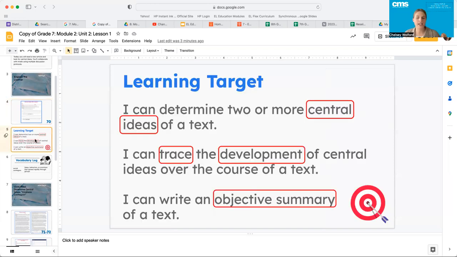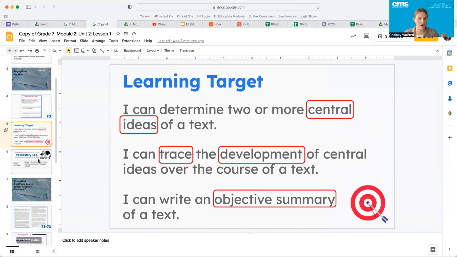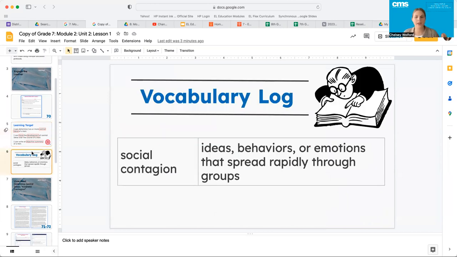All right, guys, let's look at our learning targets for today. So we have 3 of them. The first one says, I can determine 2 or more central ideas of a text. I can trace the development of central ideas over the course of a text, and I can write an objective summary of a text. Okay, heavy learning targets, but we're going to get through it.